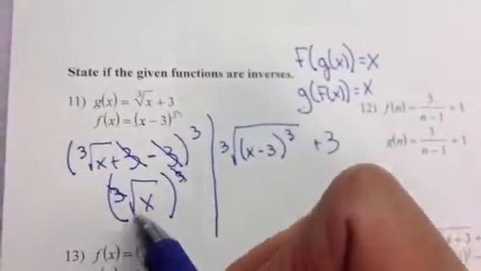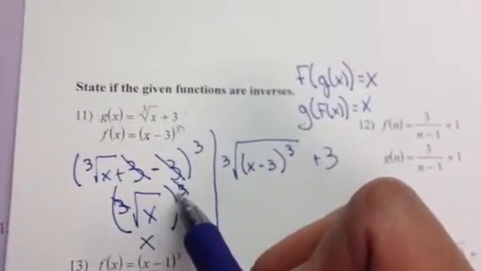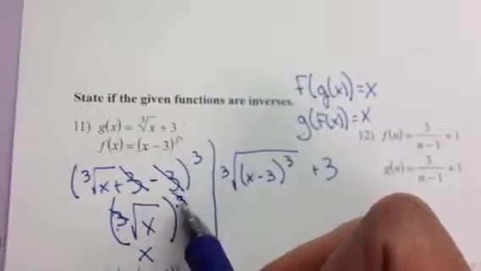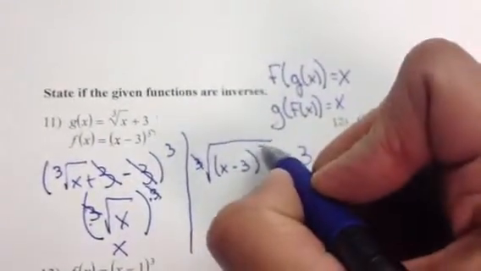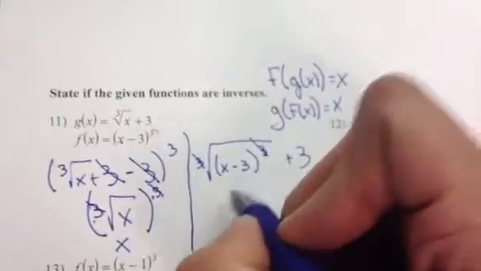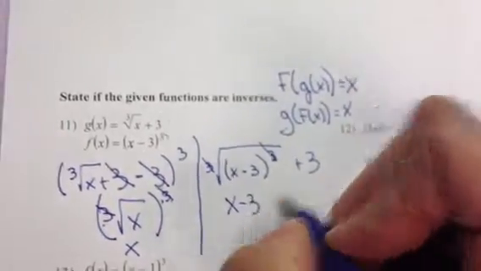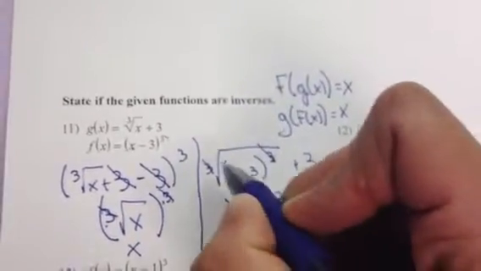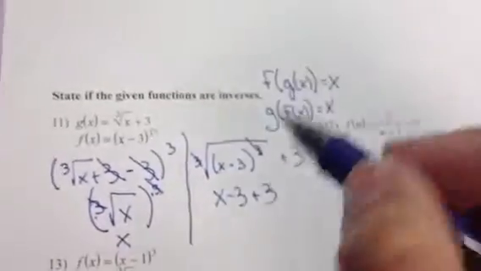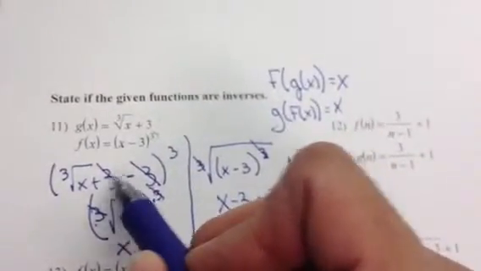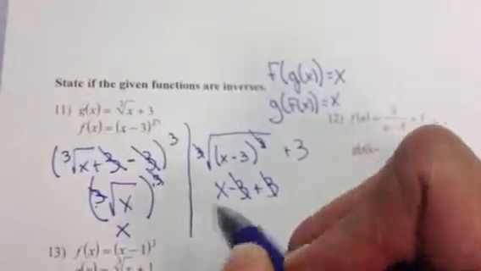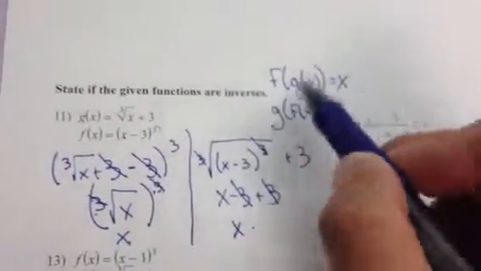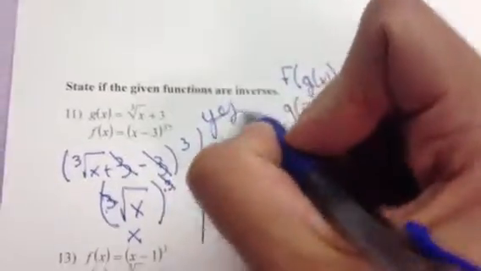So if you notice how the cube and the cube root disappeared last in this one, they will disappear first here. So this cube and this cube root cancel each other out, so you're just left with x minus 3, and then the plus 3. And notice I'm not just crossing stuff off, I'm writing the next step down. And then when the 3's here went first, here they go last. So I get just to x. And since I get to just x on both of them, these are inverses, so yes.